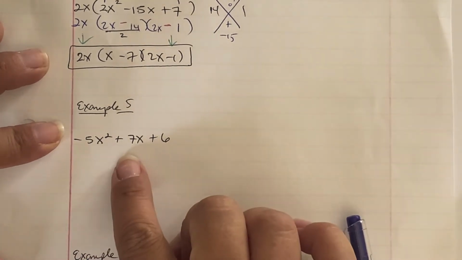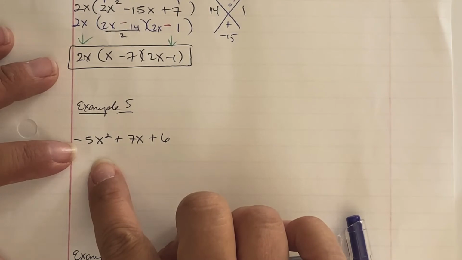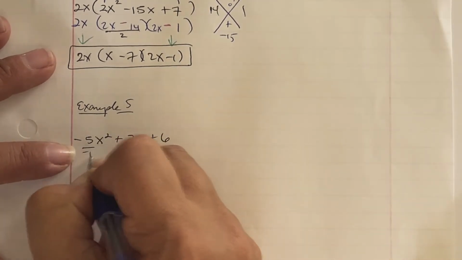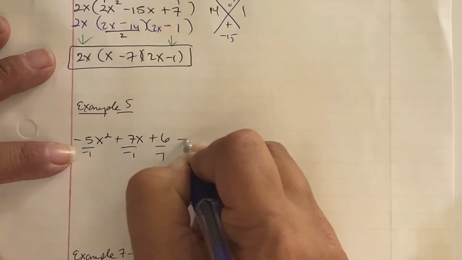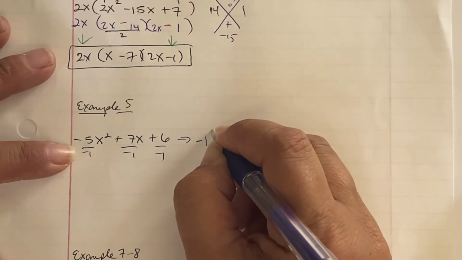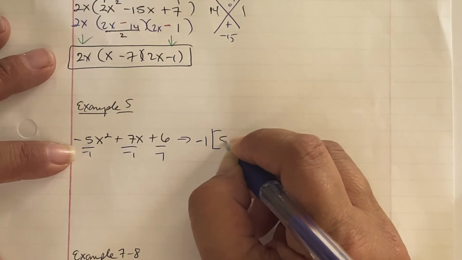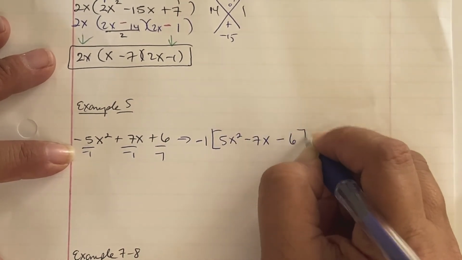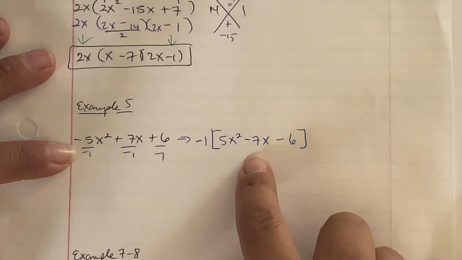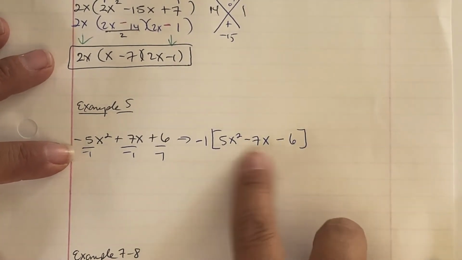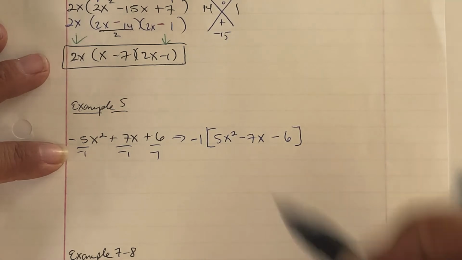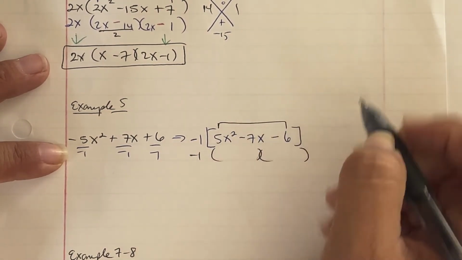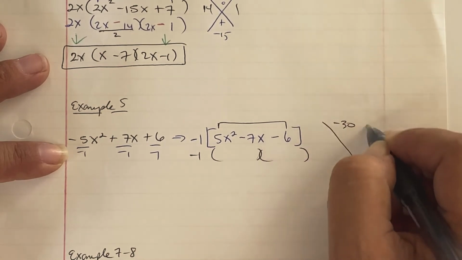Example 5 says negative 5x squared plus 7x plus 6. Again, first position should be a positive, so we need to take out that negative 1. So I'm dividing out negative 1 out of everything. So negative 1 is on the outside, and we become positive 5x squared, negative 7x, negative 6. Now, because of this, we need to find our binomial pieces. So we're going to still have the negative 1, two bubbles. 5 times negative 6 is negative 30 and has to add to negative 7.